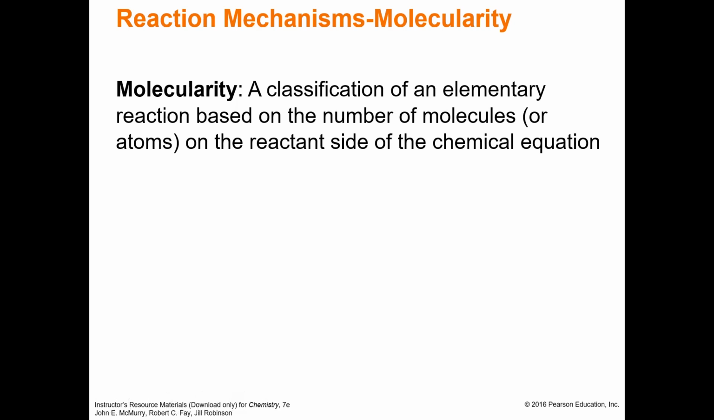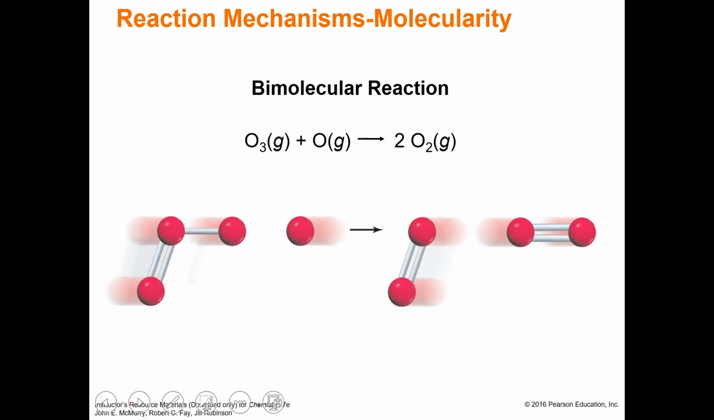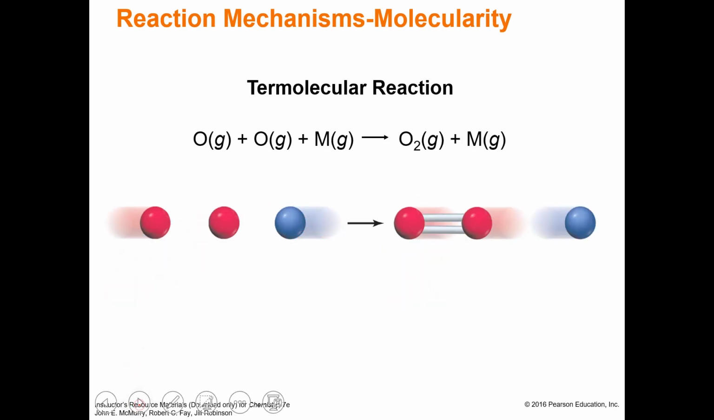We can classify elementary reactions based on the number of molecules, or in some cases atoms, on our reactant side. Something that only has one reactant is said to be unimolecular. Uni is the prefix for one here. So one reactant, unimolecular. Something that has two reactants is bimolecular. And something that has three reactants is termolecular.